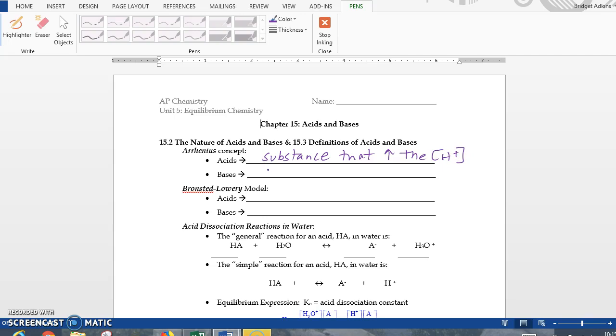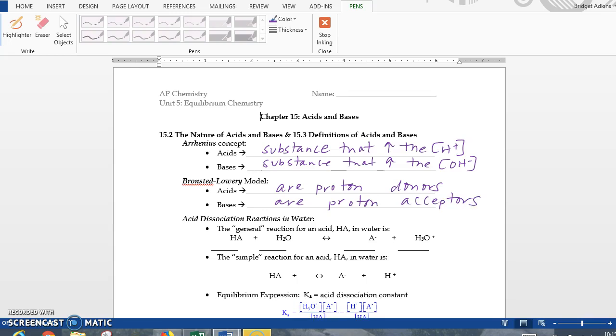And then a base is any substance that increases the OH minus in a solution. So that goes with Arrhenius. I would say that Bronsted-Lowry is probably the most common acid-base theory we use, and we typically talk about just the transfer of protons. So acids are proton donors. That means they give up their protons. And bases are proton acceptors.